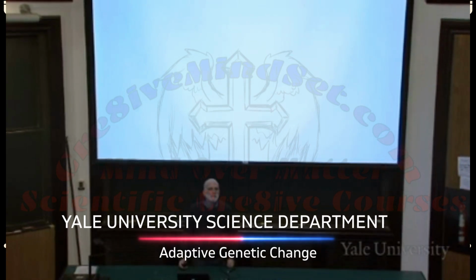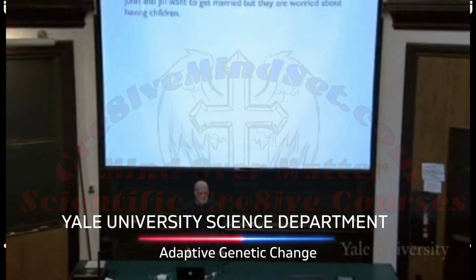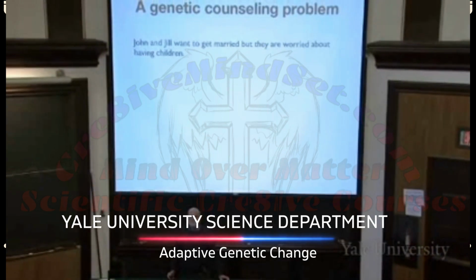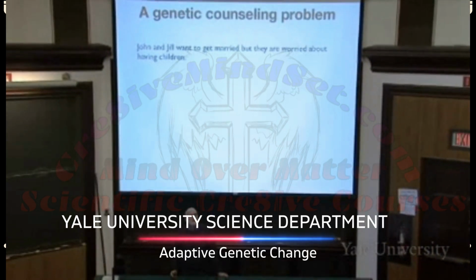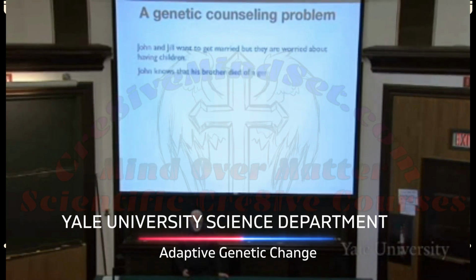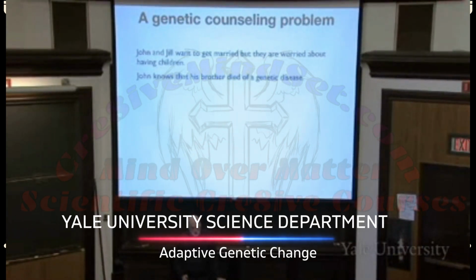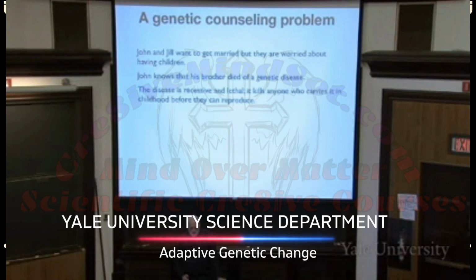Okay, here's a genetic counseling problem. And I'm going to take a little time on this. We go back to John and Jill. They've fallen in love. They want to get married, but they're worried. John's brother died of a genetic disease, and that is a nasty one. It's recessive, it's lethal, it kills anybody that carries it before they can reproduce. That's fact one.